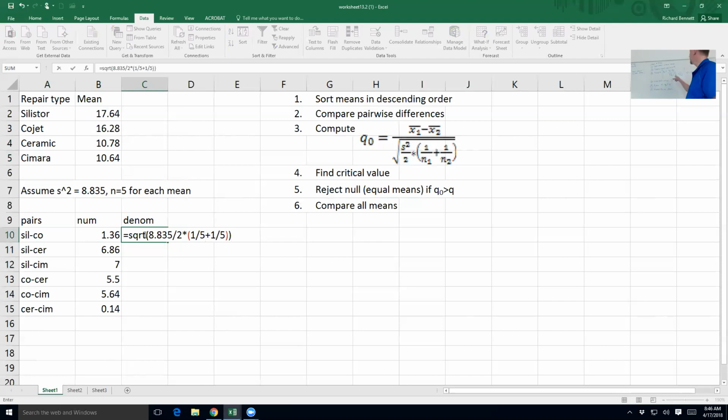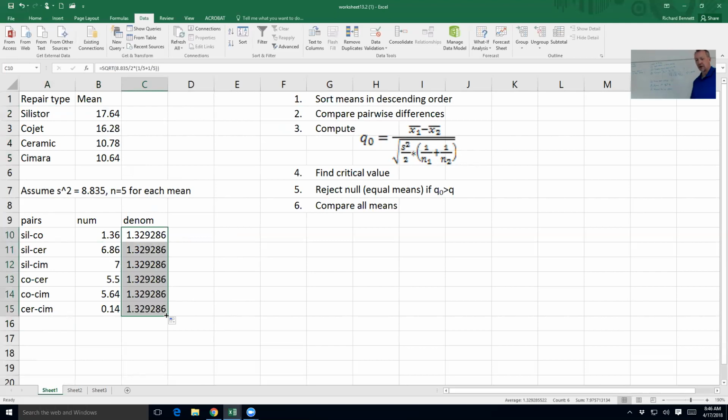Now your denominator is going to be, so here's what you have to be careful about. Since my n1 and n2 are the same, it says n equals 5 for each. All these will be the same, but your n's don't have to be the same. So in this case, my denominators are going to be the same because the n's are the same, but be careful, that's not always true. Okay, so I'm just going to copy that down.